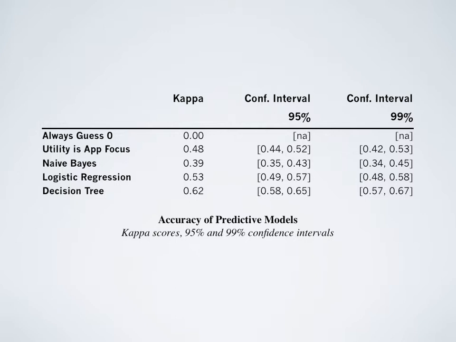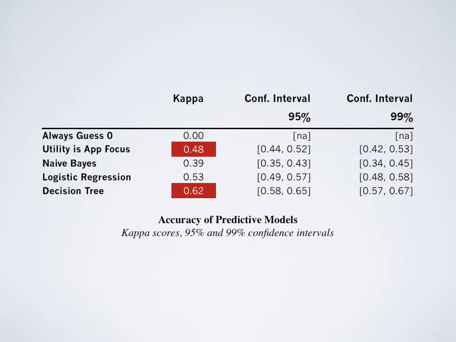And what I would like to point out is if we look at using window focus, we have a Kappa score of 0.48, which is considered poor or fair, depending on how you assess Kappa. But if you look at our decision tree, we had a Kappa score of 0.62. When you do the significance for that, P is less than 0.01. This was a highly significant improvement in the ability of our tree model to predict important applications.